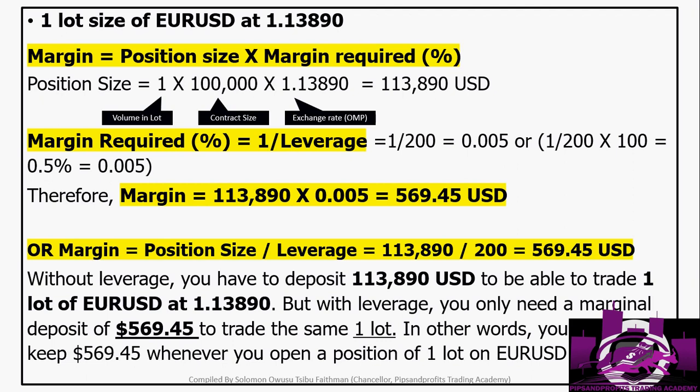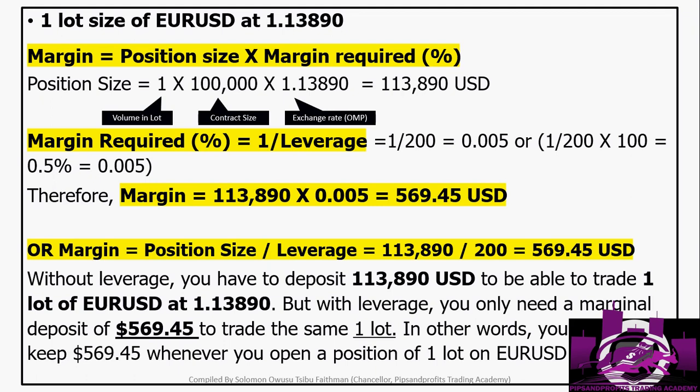Why did we add the OMP straightforward? Because EUR/USD has a direct rate. So when we did that, we had our position size to be $113,890 US, and then our margin required is equal to 1 over leverage, or our leverage ratio times 100. So 1 over 200 times 100, then we have it at 0.5%, which in decimals is 0.005.